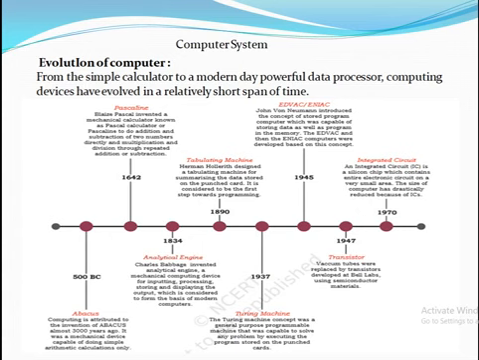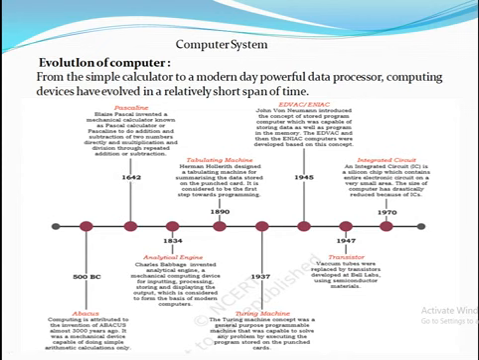From the simple calculator to a modern day powerful data processor, computing devices have evolved in a relatively short span of time. Around 3000 years ago, the first computer was invented. It's called the abacus. It was a mechanical device capable of doing simple arithmetic calculations only. Afterwards, in 1642, the Pascal calculator was invented.